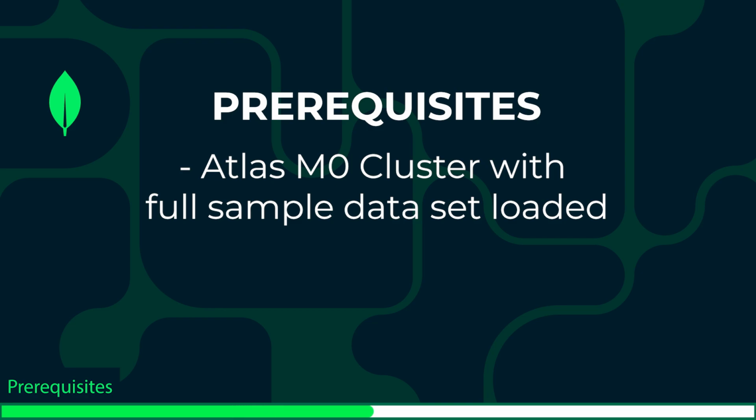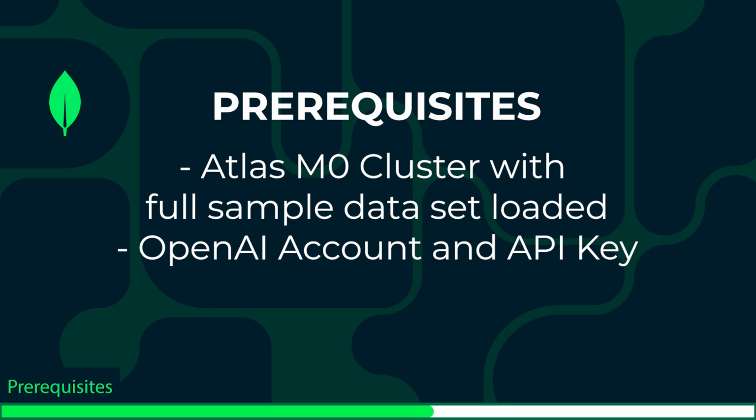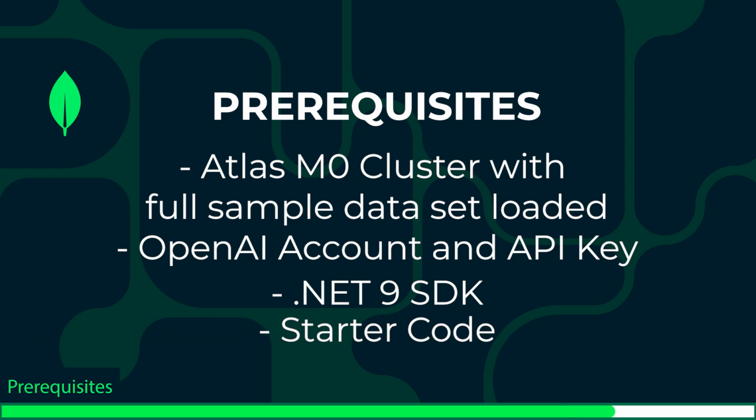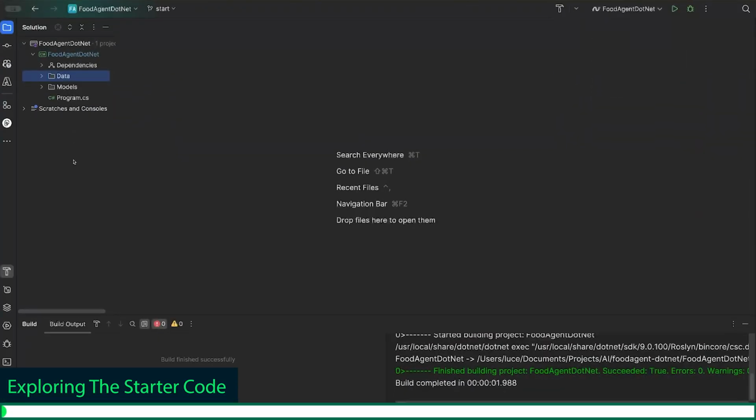You'll also need an OpenAI account and an API key, which is also free, the .NET 9 SDK installed on your machine, and then the starter code that can be found on the start branch of the GitHub repo that will be linked at the top of the video description. So, in order to make your life easier and to save time, there is some code that's already been generated for you that isn't explicit to this tutorial. So let's have a look at what you get out of the box with that starter code.